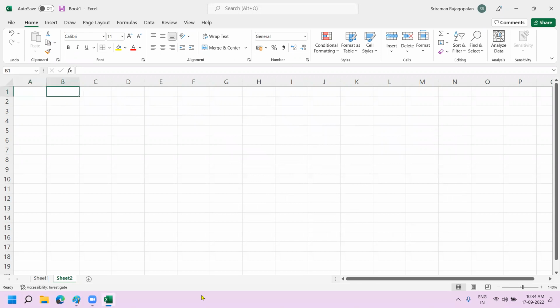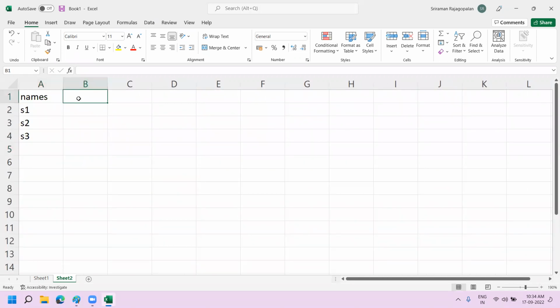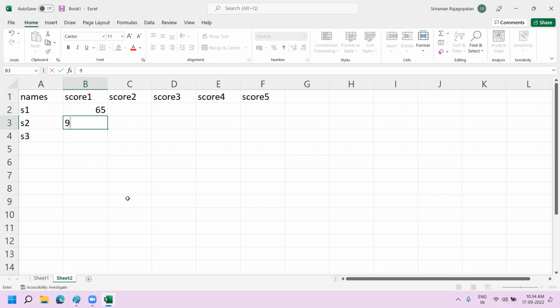So let's do this. So let's put names. This is first student, second student, and third student. Let's do it for 3 people. And let's put the scores. Score 1, score 2, score 3, score 4, and score 5. Let's put some random values, 65.